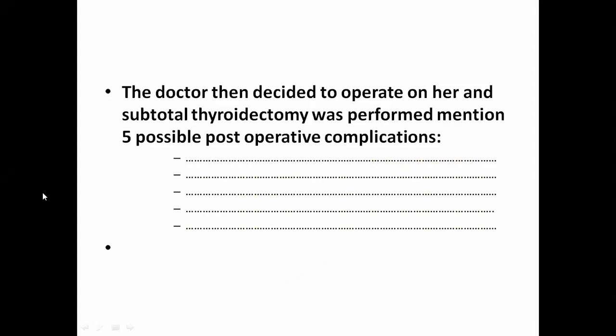Tracheomalacia. One of the options, though I haven't seen a tracheomalacia patient in my life. It's very bookish actually, but you are right. If it is a very big goiter, then you will have tracheomalacia. What else? Bilateral partial recurrent laryngeal nerve injury. Recurrent laryngeal nerve injury. What else?